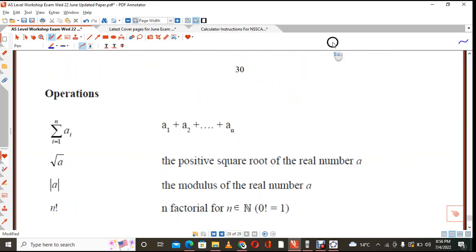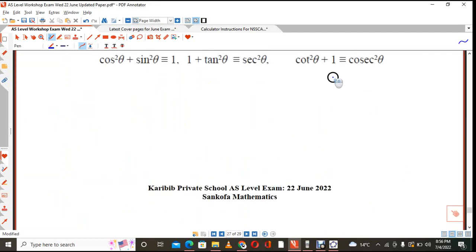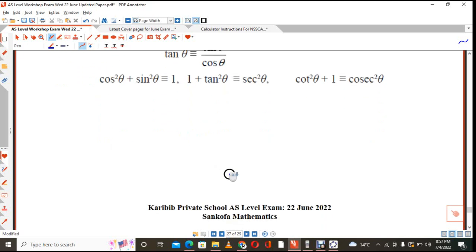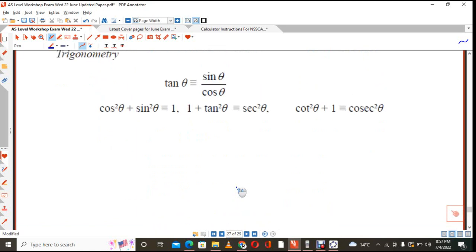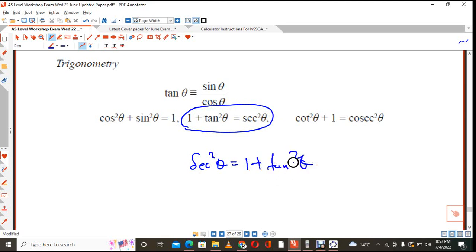Just want to make sure. Okay, let's go back to the identities. So this one is the one that I also used. Cos square theta plus sin square theta is equal to, or identical to, 1. Then, okay. Yeah, this is the one that I'm looking for. Sec square theta is 1 plus tan square theta. I'll come back to that.